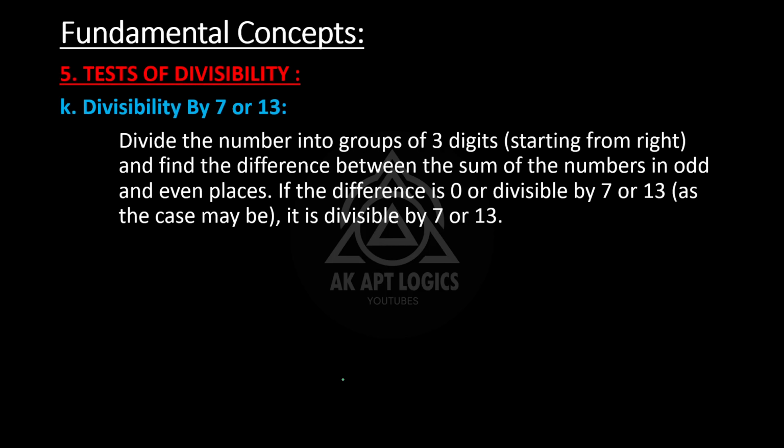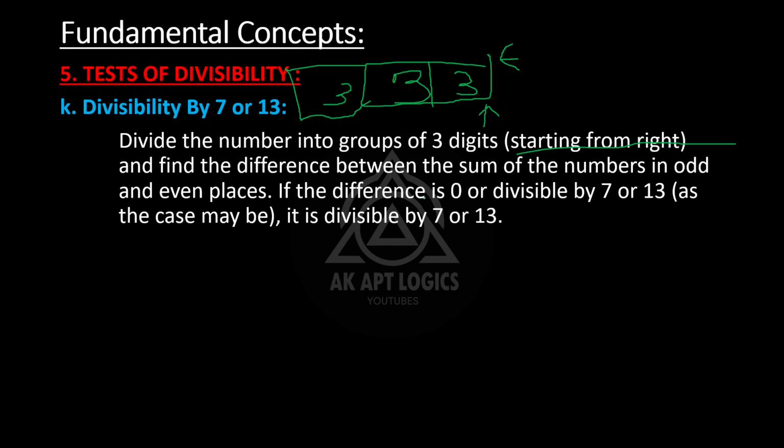Let's discuss divisibility by 7 or 13. If you are given a big number, divide the number into groups from the right, from the ones place. Each group will have three digits. From the right, find the difference between the sums of the groups in odd and even places.